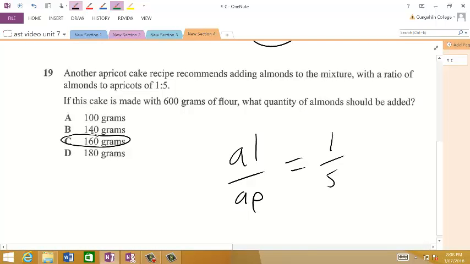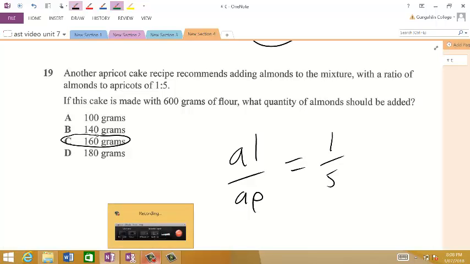Again, heavy on fractions, heavy on algebra. These are the things that you're going to need to make sure you know how to do for the AST.